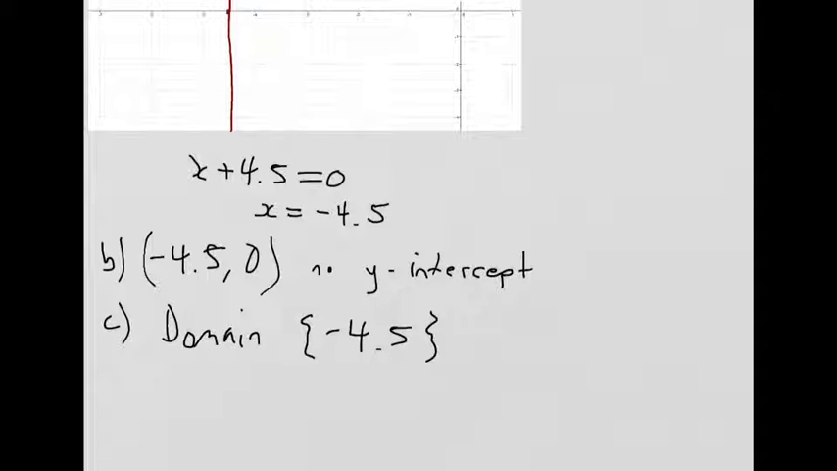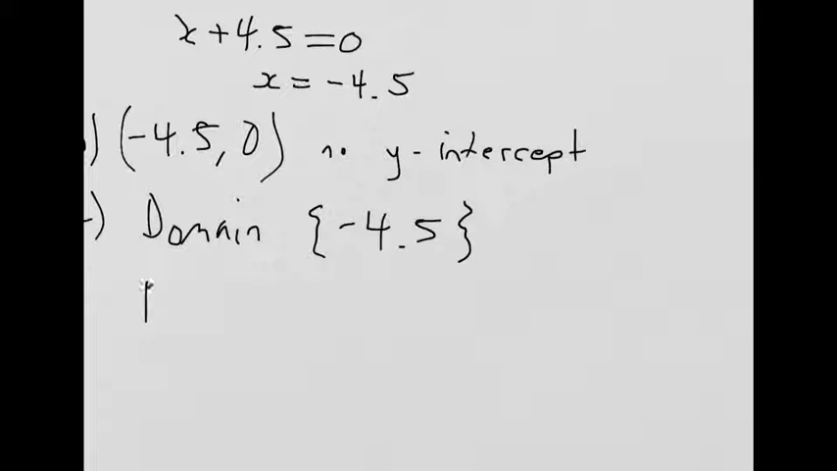Don't you have to do the x and then the line? You only have to do that if there's more than you can list. But I'm glad you're thinking of that. Is it a real number? Yes. Well, negative 4.5 is a real number. Right? So we don't have to say that.